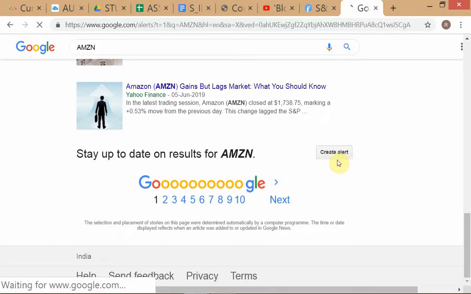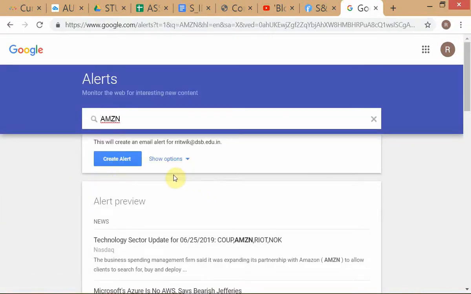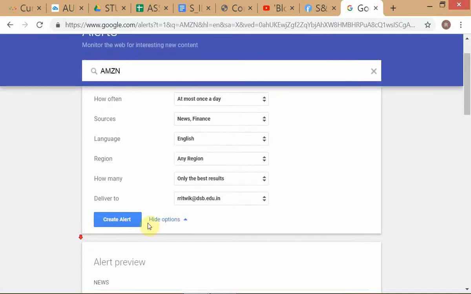You can set it up to come to your email. All right, so you'll get an alert. You can set up the frequency and deliver to. I can choose to deliver to my email. Or you can set up an RSS feed if you just want to go to your browser and look at it. Everyone knows RSS feeds.